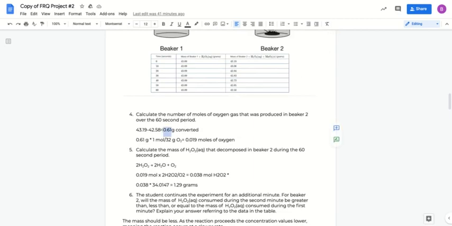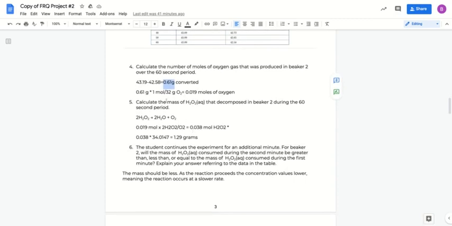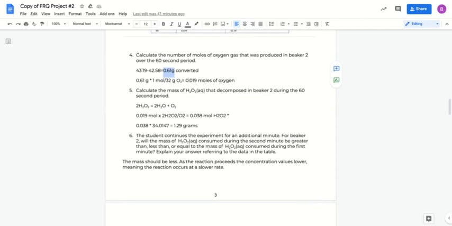So we find 0.61 grams of oxygen gas converted when we subtract, and then we can divide that by the 32 gram molar mass of oxygen gas and find that there's 0.019 moles of oxygen created in this time period.